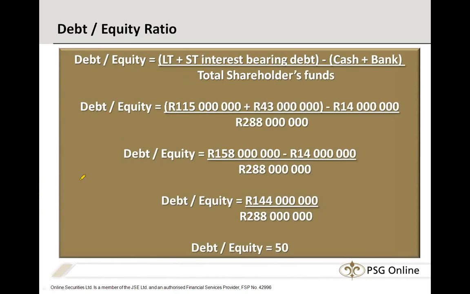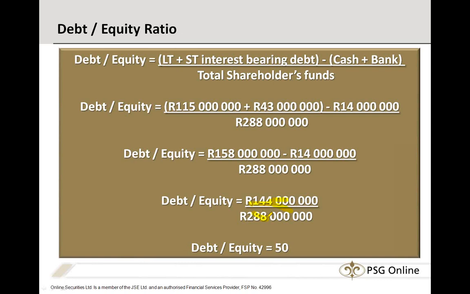Okay. Let's look at risk. We talk about the debt equity ratio. Which part of the business is financed from debt? This will be our long-term and short-term interest-bearing debt, less our cash in the banks, divided by the shareholders' funds. In this situation, we've got 144 million in debt and 288 million from shareholders' funds. So we've got a debt equity ratio of 50-50.